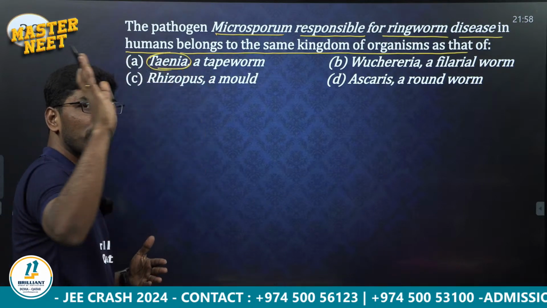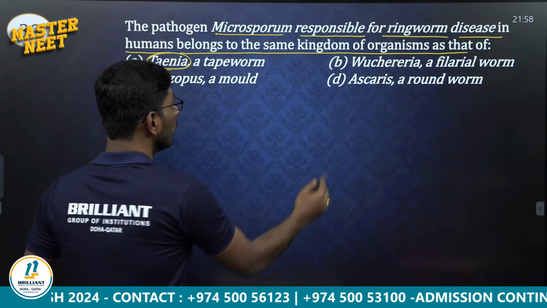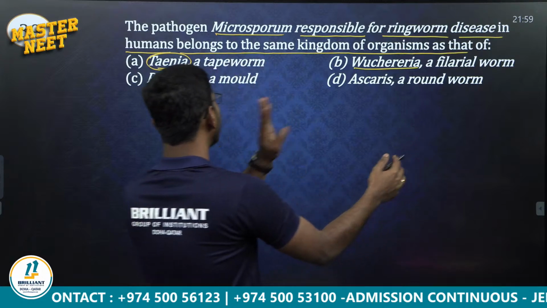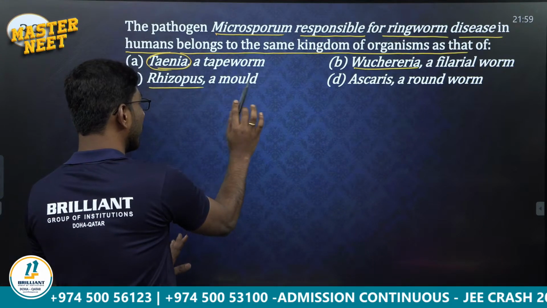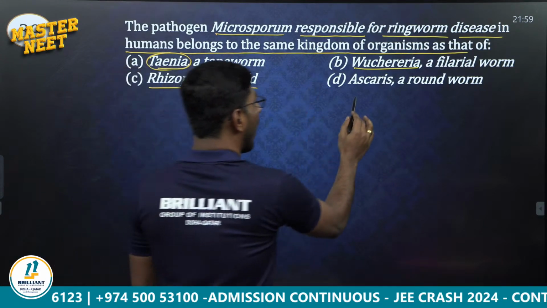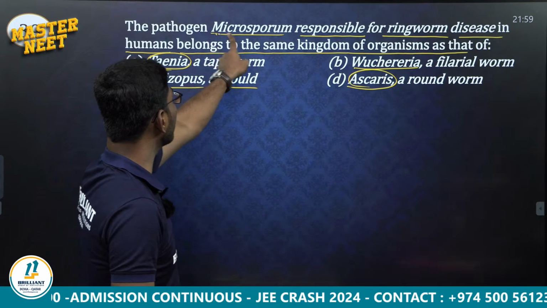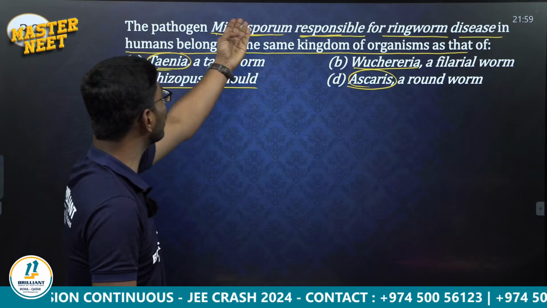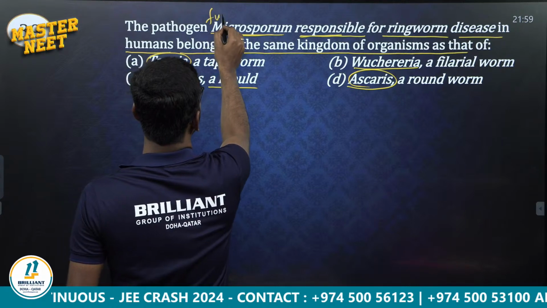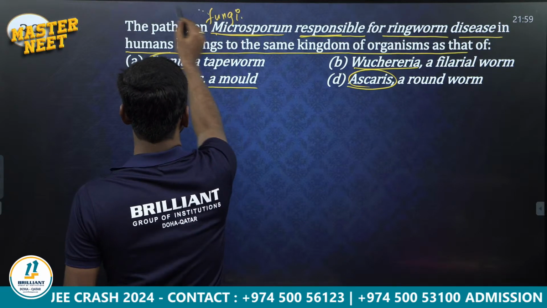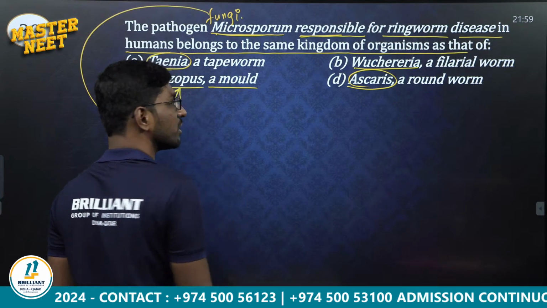Taenia is a platyhelminth, leave it. Wuchereria, Nematohelminthes, leave it. Rhizopus, hold a minute, and mold is given, hold a minute. Ascaris, helminths, beta, leave it. They are asking about Microsporum. Microsporum belongs to which kingdom? Tell me, fungi. So here, Rhizopus is also fungi.